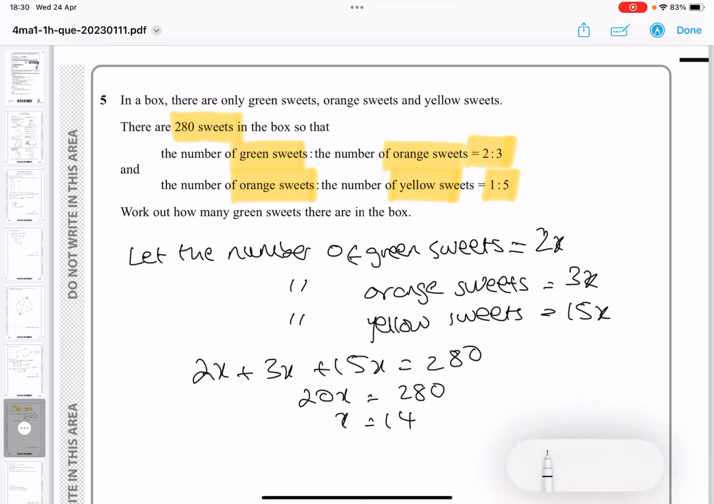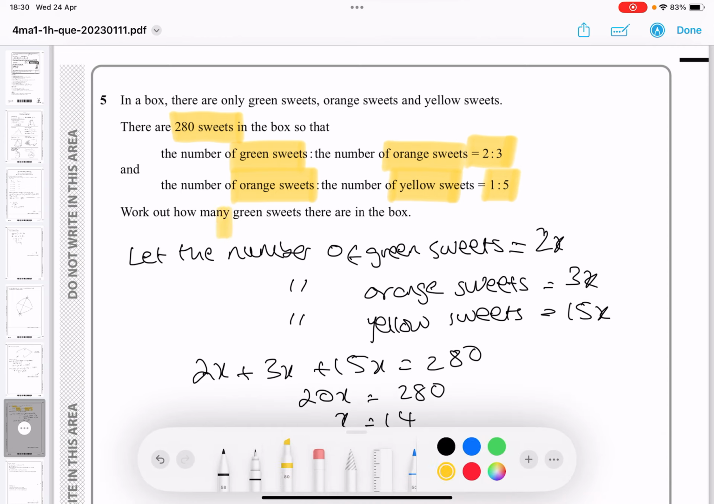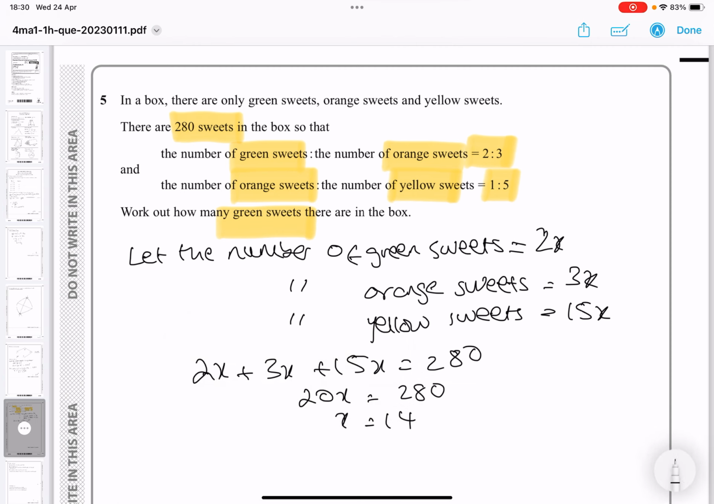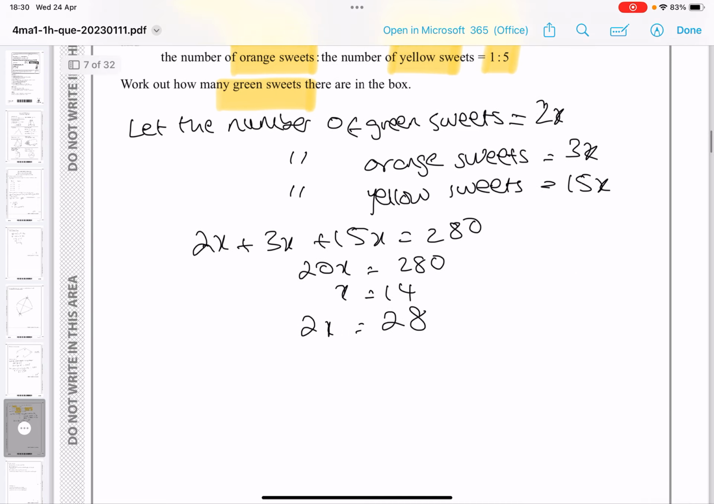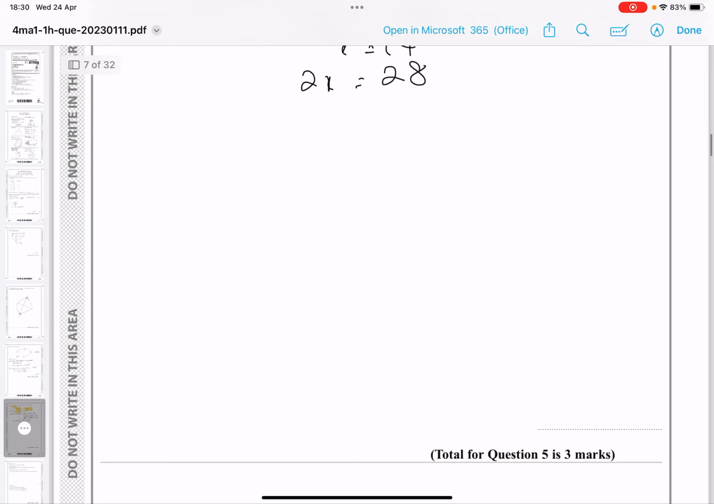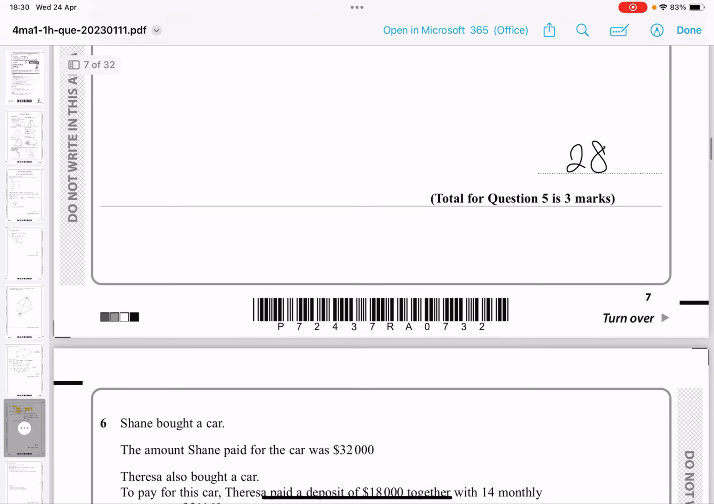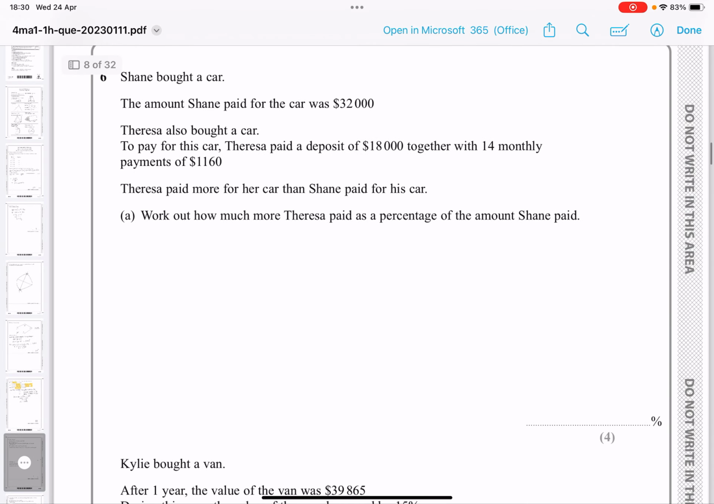But you have to be careful. If you read the question, guys, it says work out how many green sweets there are, okay? And all we've worked out is x, but remember we defined green sweets as 2x. So now you need to multiply by 2 to find out the number of green sweets, which is 28. Okay, so the answer will be 28. Cool.